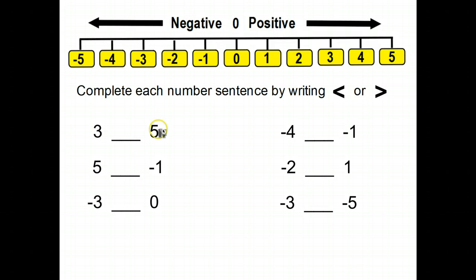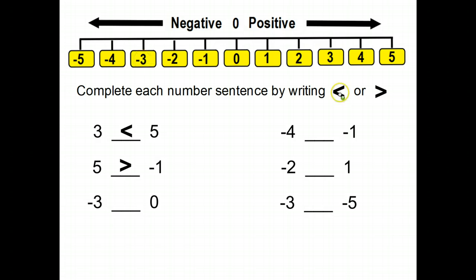So 3 is smaller than 5. Looking at the number line, 3 is to the left of 5. So I put a less than sign there. Okay, stop the video and just write down the remaining 5 number sentences correctly, please. Okay, the next one, 5 is bigger than -1 because 5 is to the right compared to -1, so that's greater than or bigger than.